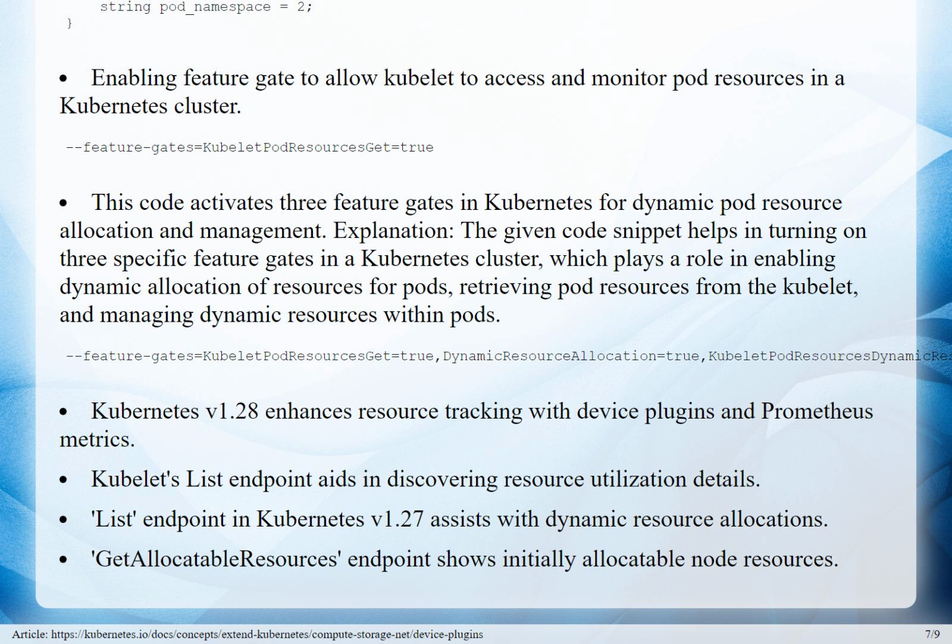The getAllocatable resources endpoint is crucial for identifying allocatable resources on a worker node. It is used when there's a need to decide on available CPUs and provides an initial resource picture, which rarely changes unless external modifications like device health affect it.